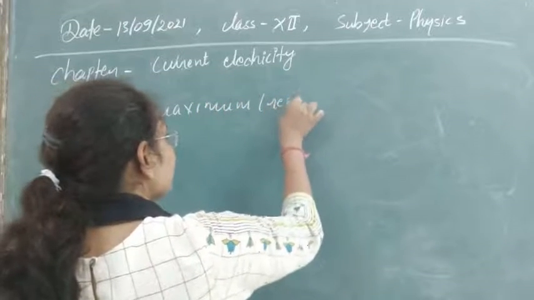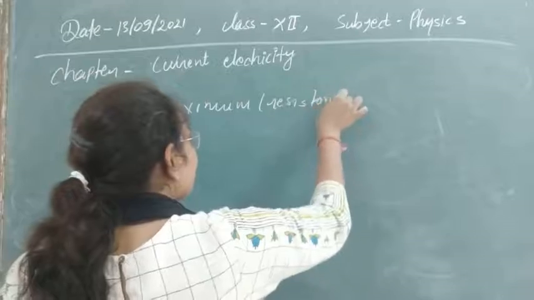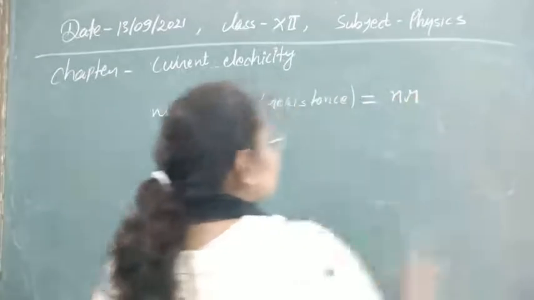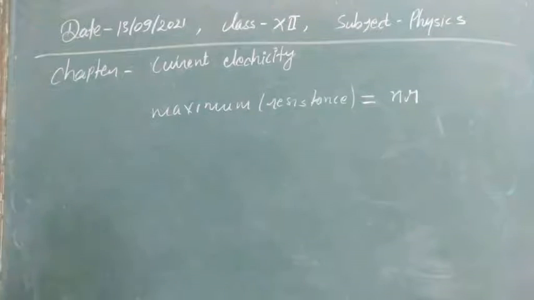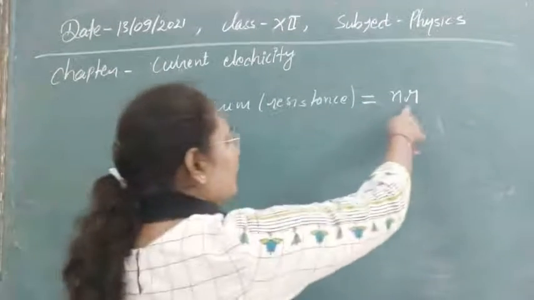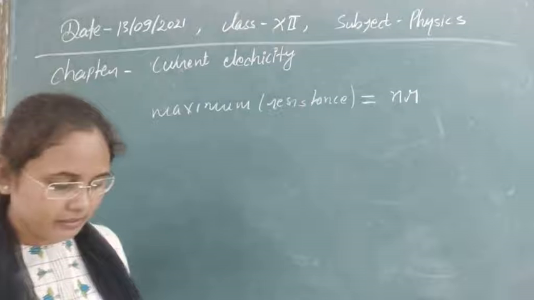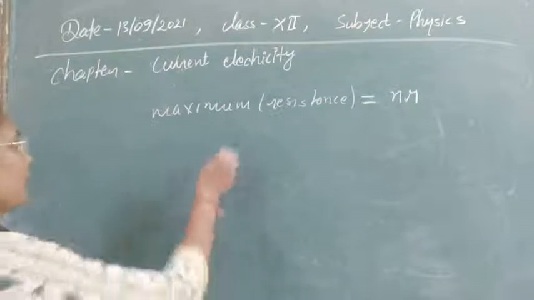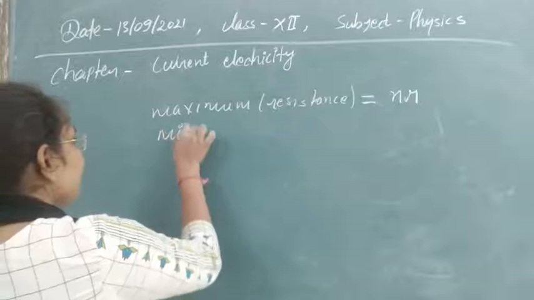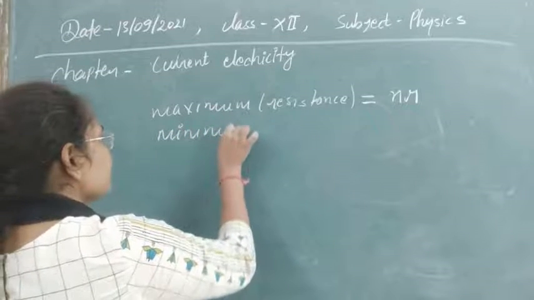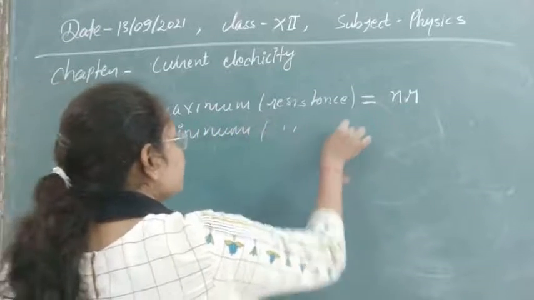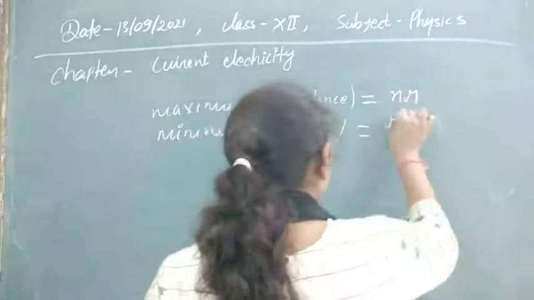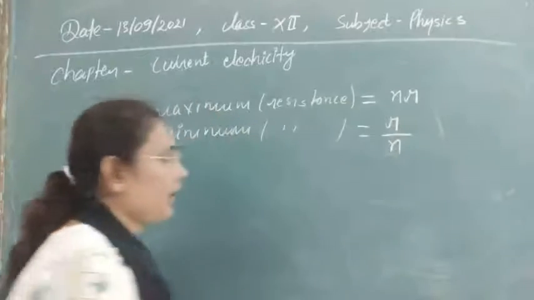Because we know in series combination the resistance is increasing, so if n number of resistors are connected in series, then their resistance will be equal to nR, if R is the resistance that is given. Next, if they are connected in parallel, then for the parallel combination they will have minimum resistance. The minimum resistance that is possible is equal to R by n.